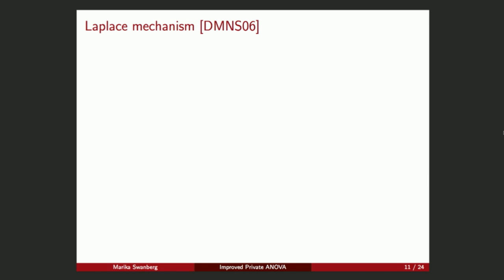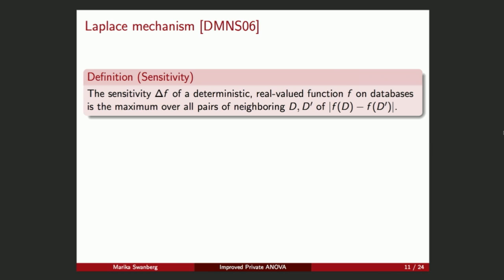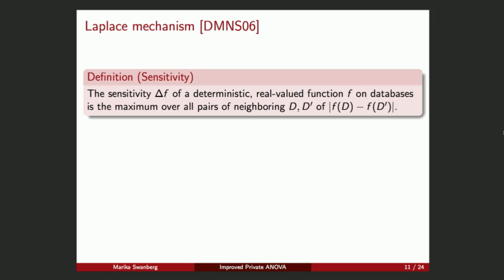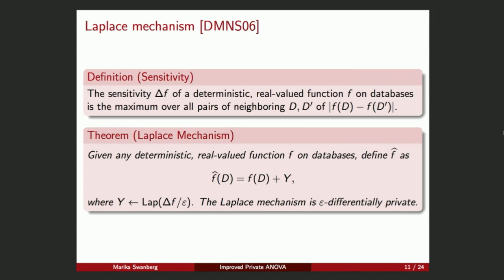Another nice abstraction that we will rely on is the Laplace mechanism, already sort of mentioned. First we compute the sensitivity of our function, which is just how much any one individual can sway the output of the function. And then it's been shown that if we add Laplace noise that's scaled to the sensitivity of the function and epsilon, the resulting noisy output is epsilon differentially private.